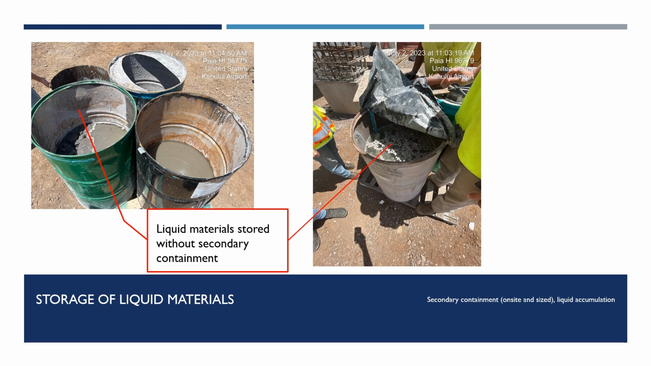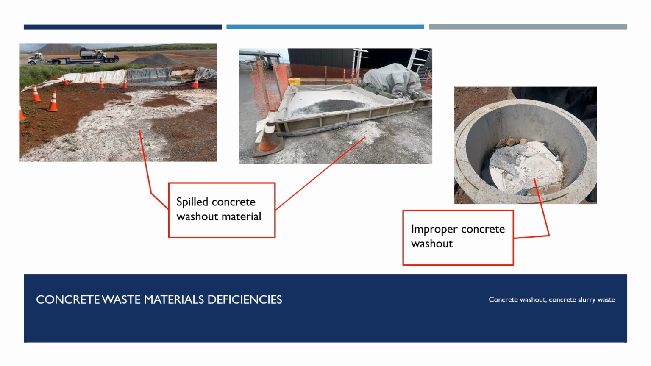Secondary containment measures are sized to accommodate the entire volume of the largest container that will be stored. If there is liquid accumulation within the spill pallet or container and another container spills, there is a risk of overflow. Concrete slurry waste and concrete washout material must be contained in a designated area located at least 50 feet from storm drains, open ditches, and water bodies. The concrete washout must be watertight with a freeboard of at least 4 inches to prevent overflow during a rain event.